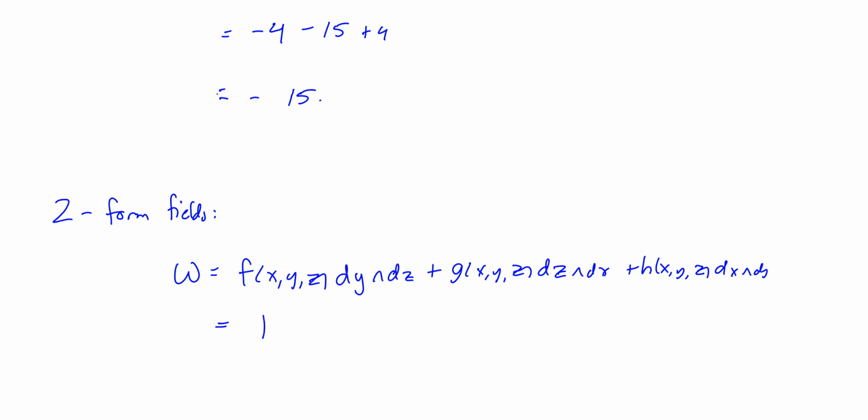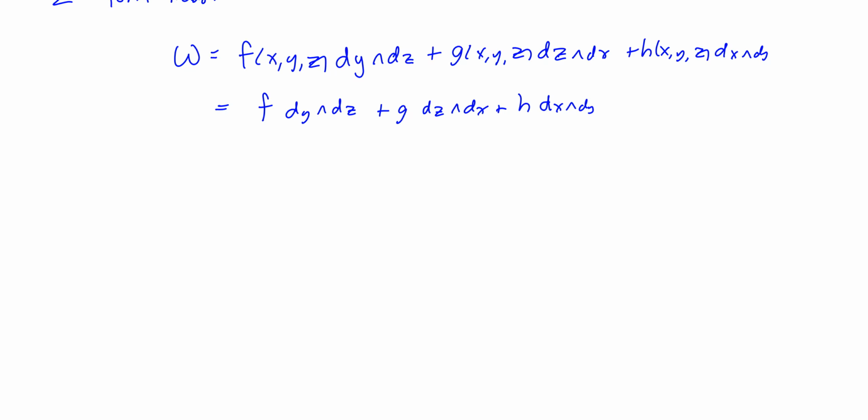And a lot of times to save notation, I won't write the x, y, and z in. We'll just write it like this, with the understanding that these are functions out front. Okay, so remember for this, what happens is we input a point to get a two form, and then we can evaluate that on vectors. So let's just do a quick example here.